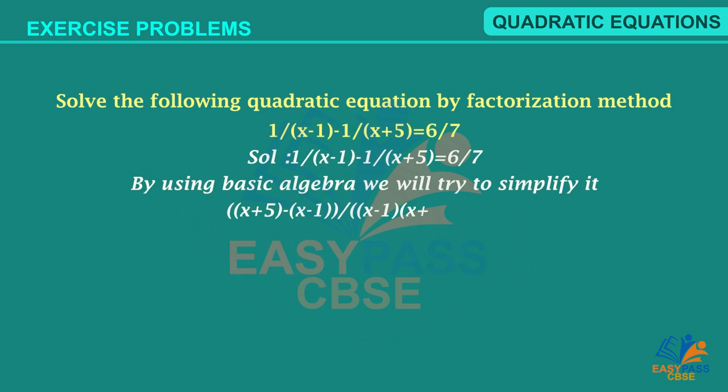So after cancellation of x and x, we have 6 over x minus 1 times x plus 5 is equal to 6 by 7. 6 and 6 cancel. So we have x minus 1 times x plus 5 is equal to 7.